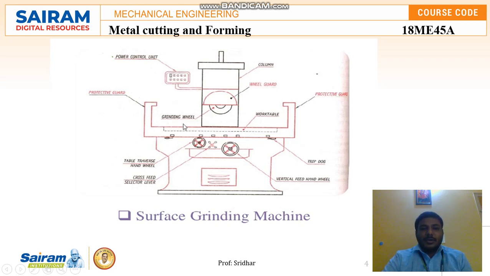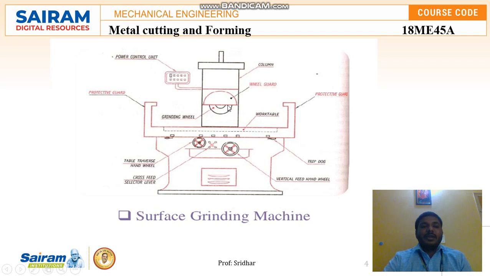It has a protective guard, because very small chips will be formed. The protective guard is there for the operator, so the particles will not come out from this protective guard. In this we can see the column, and we can see the wheel guard. In that wheel guard a grinding wheel has been fixed.